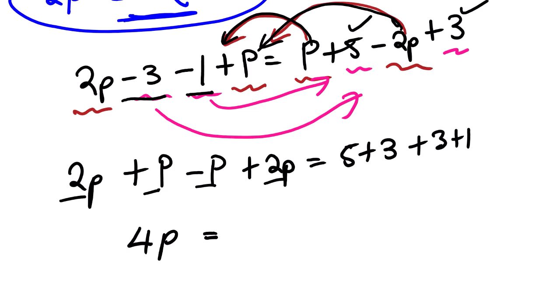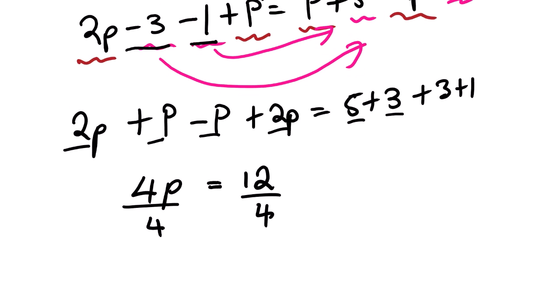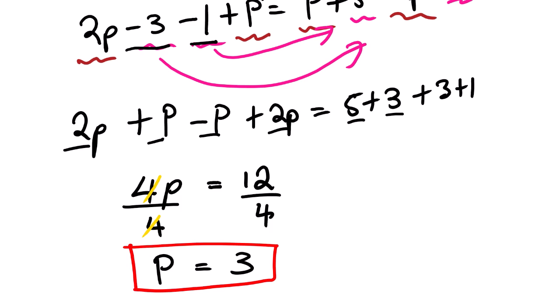So we have 4p on this side. 5 plus 3 is 8. 8 plus 3 is 11. 11 plus 1 is 12. So we divide both sides by 4. This will result in 1 multiplied by p, we have p, which is equal to 12 divided by 4, we have 3. So the value of p is 3.